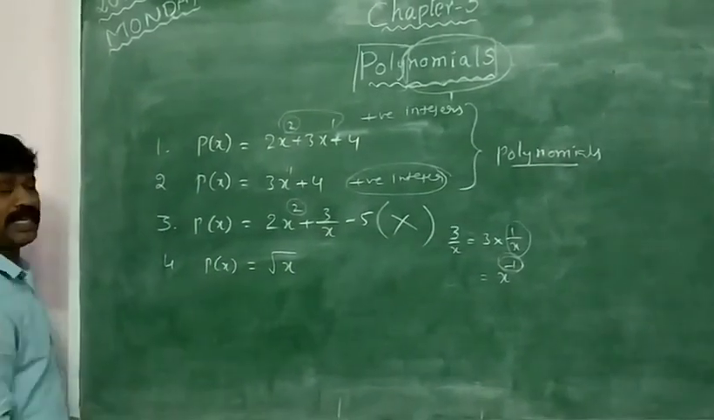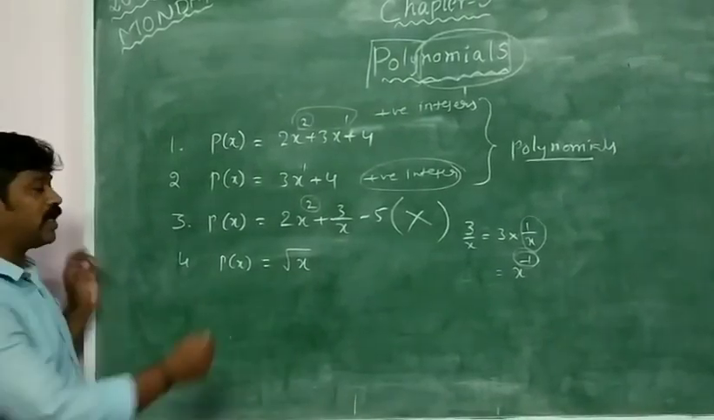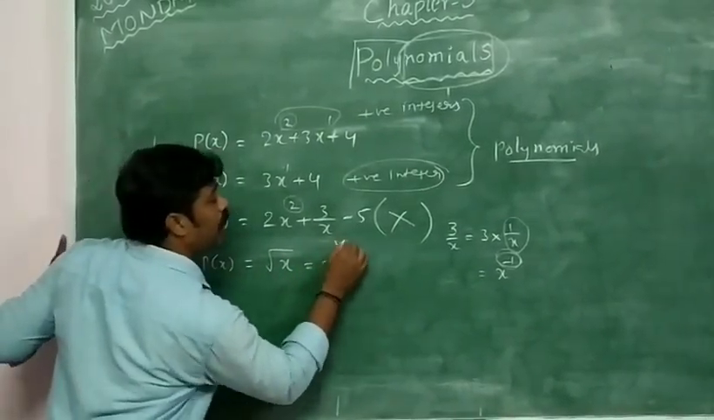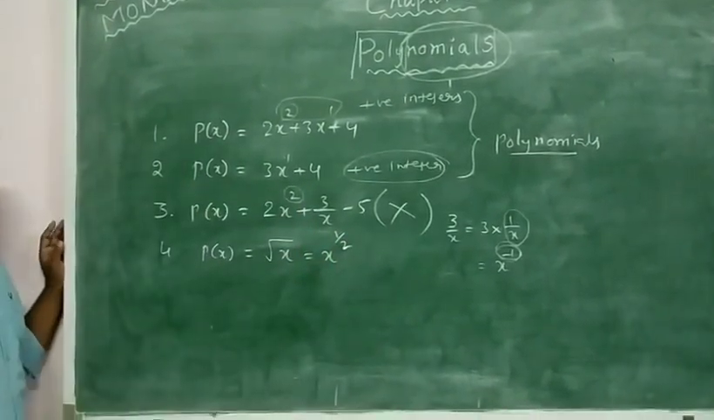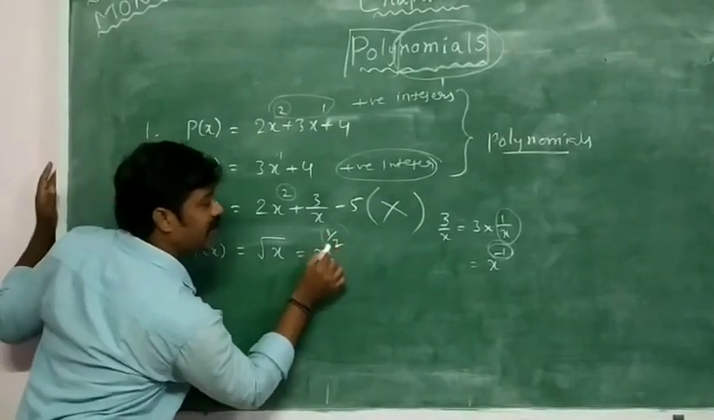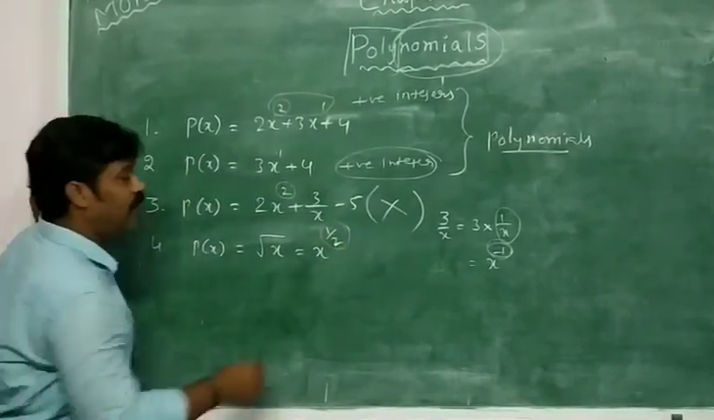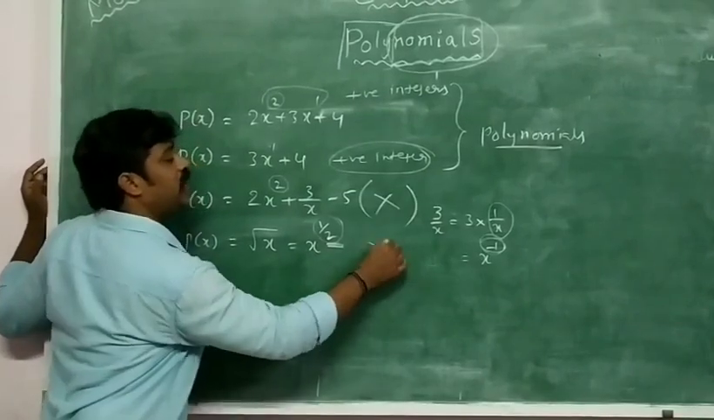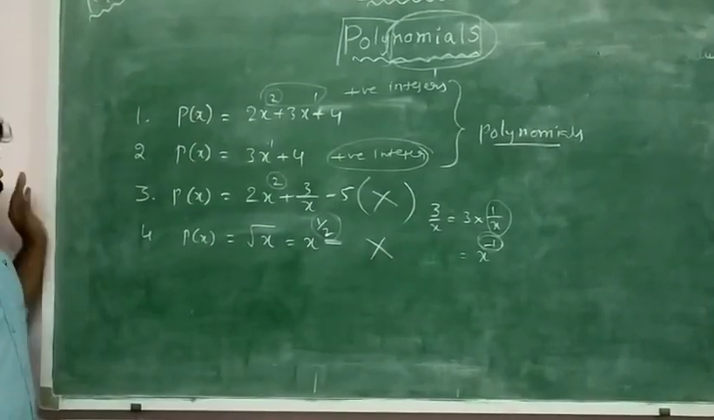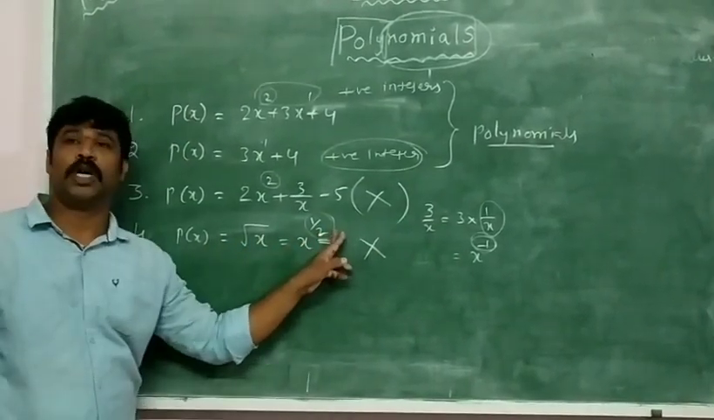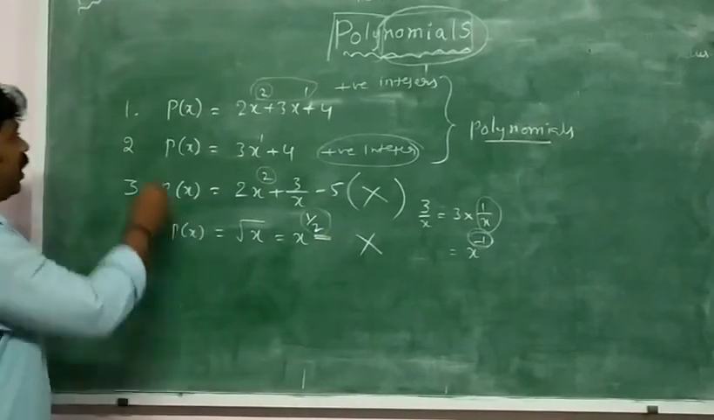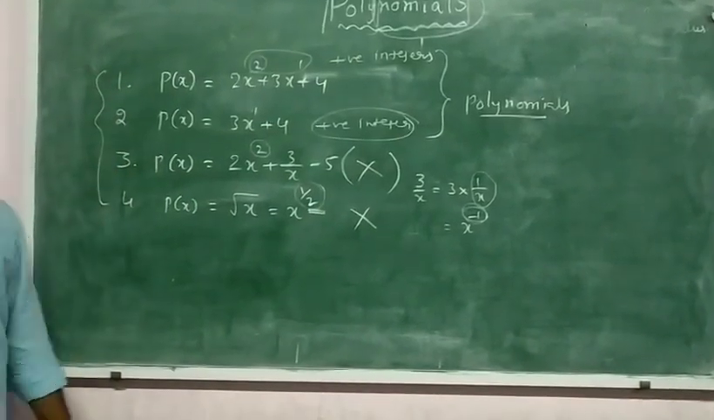Similarly, if you see the fourth example, root x is there. Root x we can write as x power 1 by 2. Here the power is a rational number, it is not an integer. If it is a rational number, then also it is not a polynomial, because we have to get only a positive integer. So like that we can verify which are polynomials and which are not polynomials.